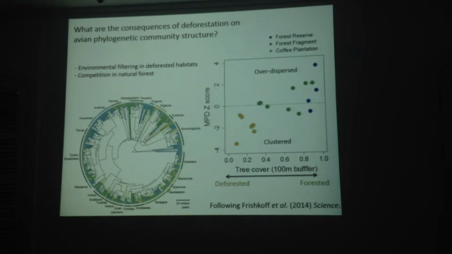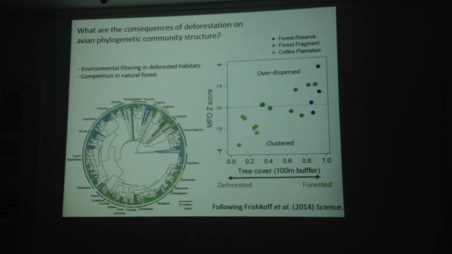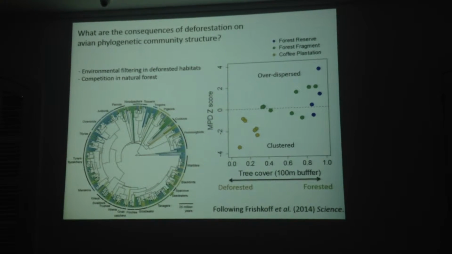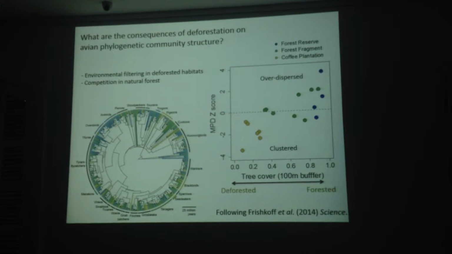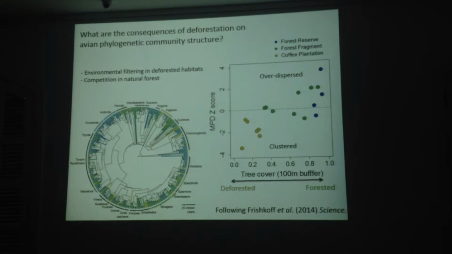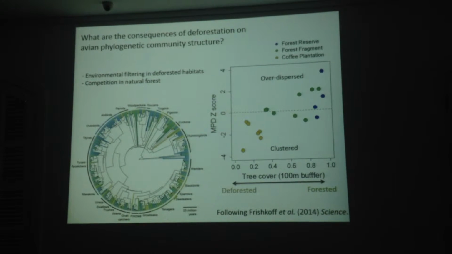And the canonical explanation of why this occurs is that there is some environmental filtering occurring in deforested habitats. That is to say, there are some evolutionarily conserved traits that these birds are expressing that somehow allow them to survive in deforested environments, so that only those species with those phylogenetically conserved traits can actually manage.